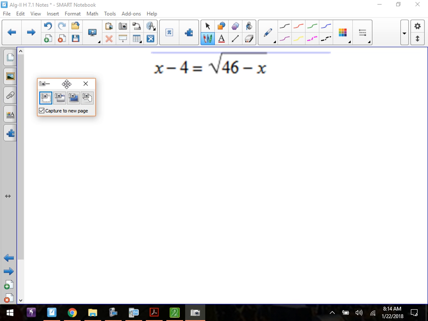For example, here's an example of one that you have to be cautious with. It is the square root of 46 minus x. That's all underneath the radical there. This is another one where, in order to solve for x, you have to square both sides. So I wanted to show you an example of one where you have to remind yourself that you have to FOIL something.